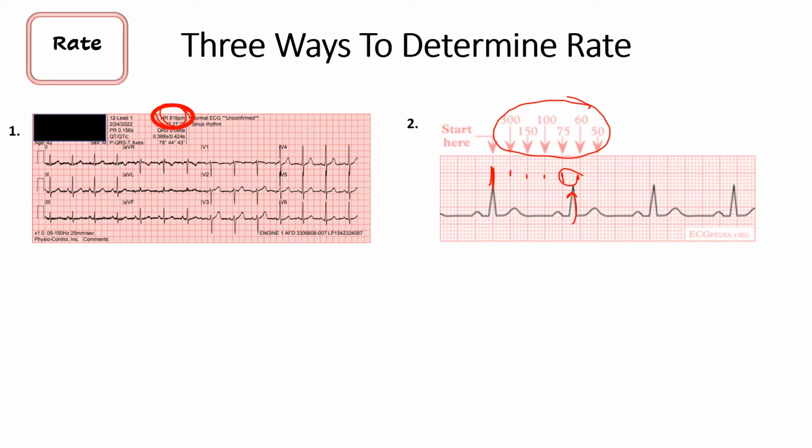It doesn't give you an exact amount, but you know if you're closer this way, you're very fast. If you're closer this way, you're very slow. And then you have a ballpark area of where your heart rate's falling, right? Pretty easy to eyeball that way.